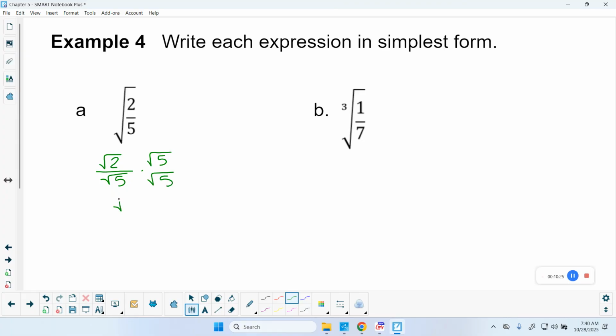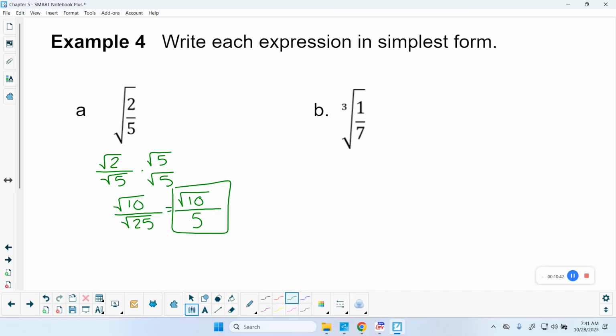2 times 5 gives us the square root of 10. 5 times 5 gives us the square root of 25. And what should happen is your denominator would always end up being a perfect square. Square root of 25 is 5, and that would be our final answer.